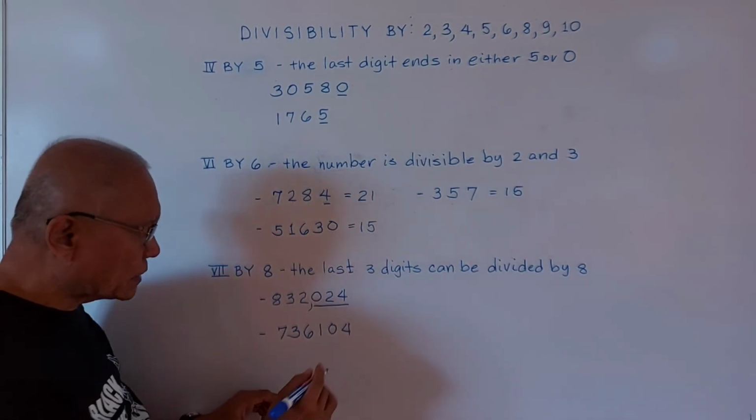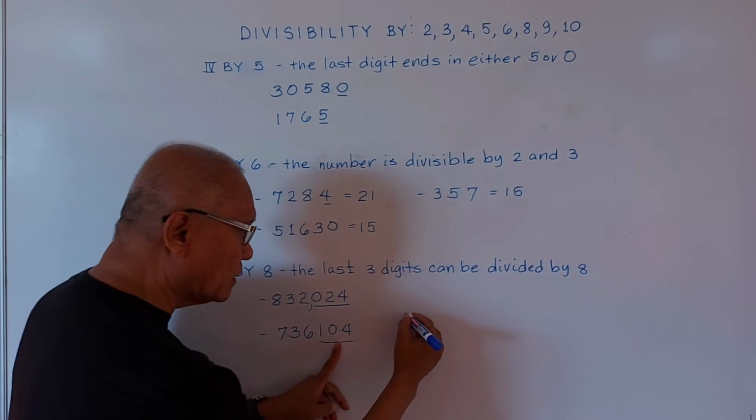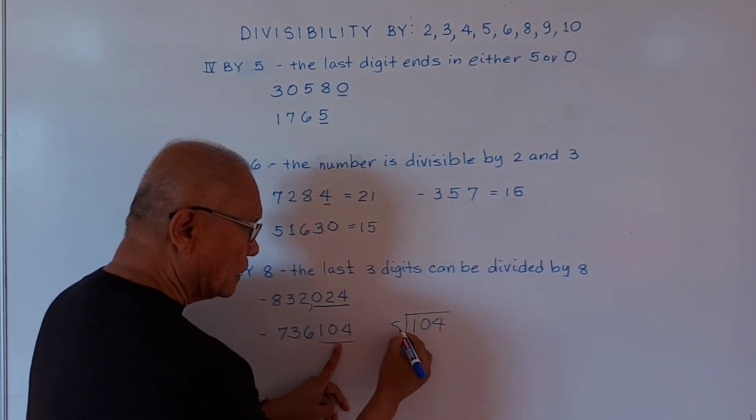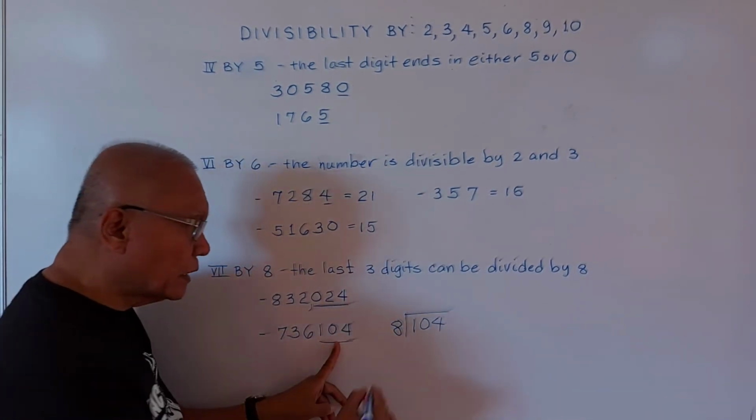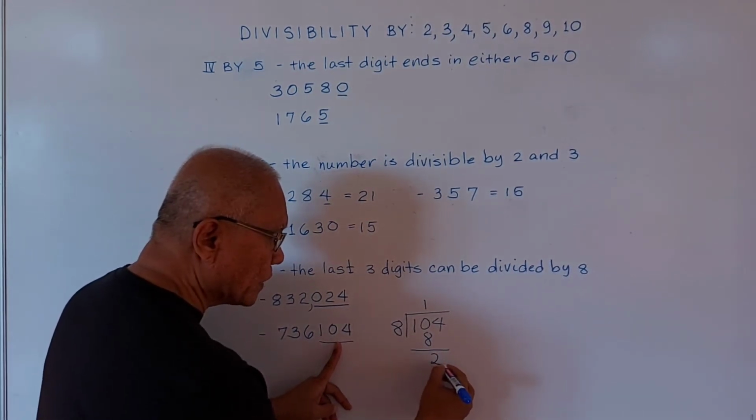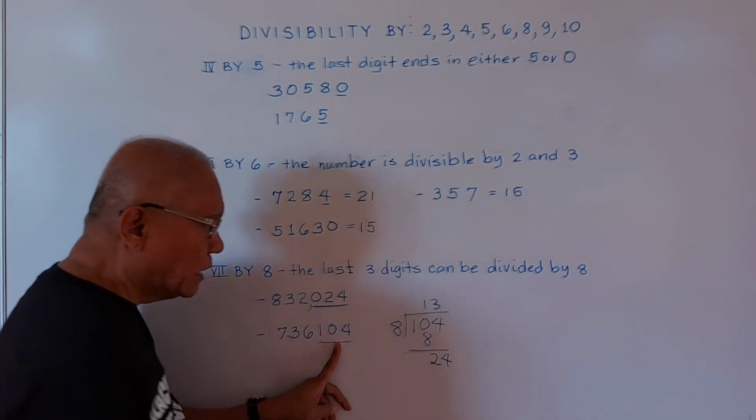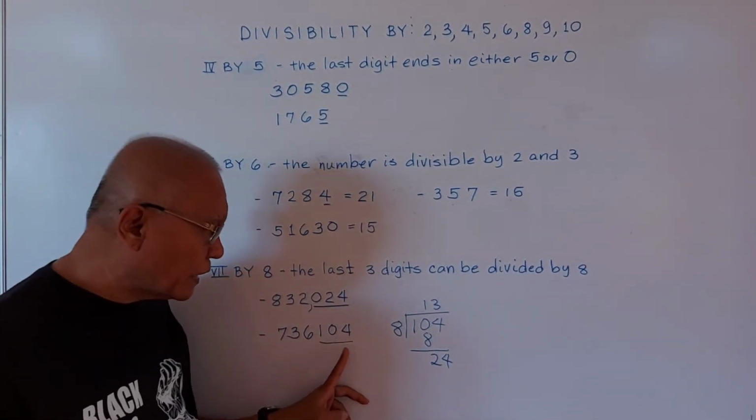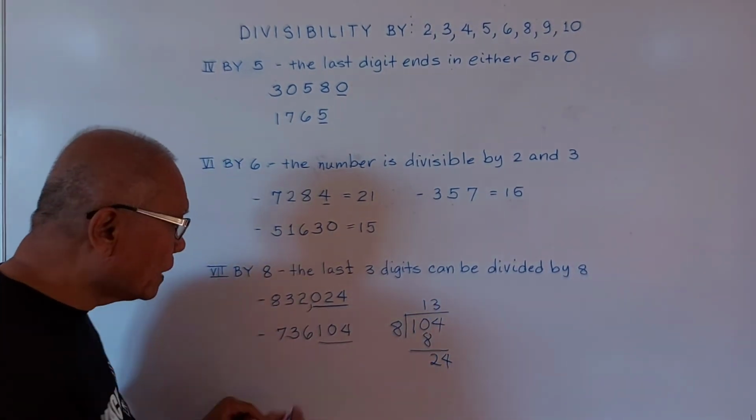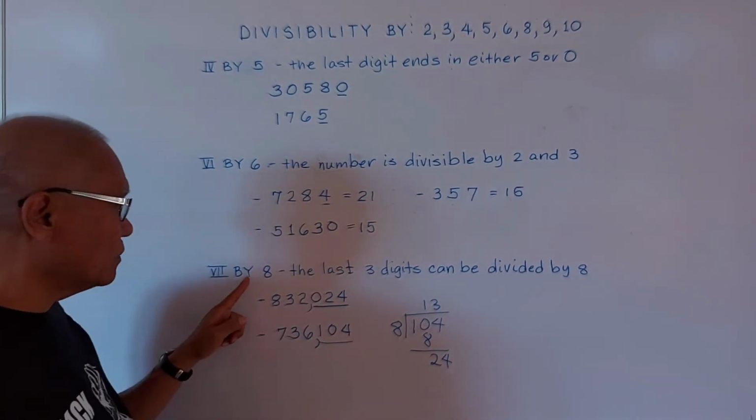What about this one, class? 104. Let us divide 104. So we have 104 here. We test it by dividing it by 8. So 10, 1, we have 8 here, and 24 divided by 8 is 3. So, if you divide 104 and the quotient is exactly 13 here, therefore, this 736,104 is divisible by 8.